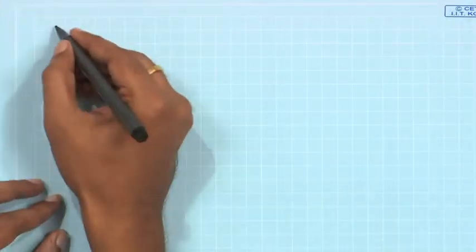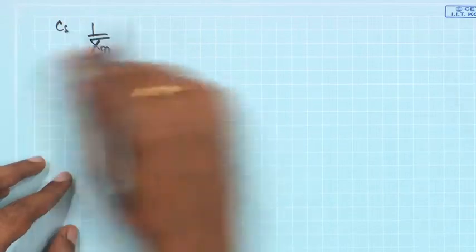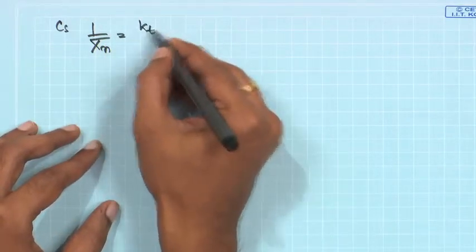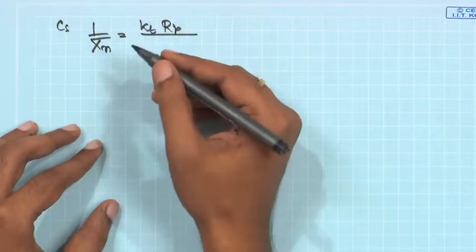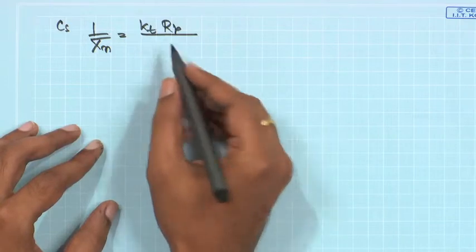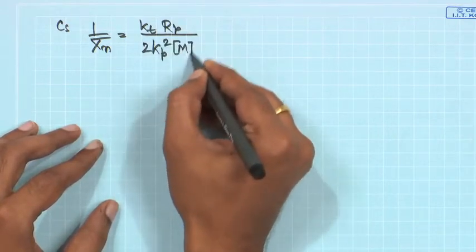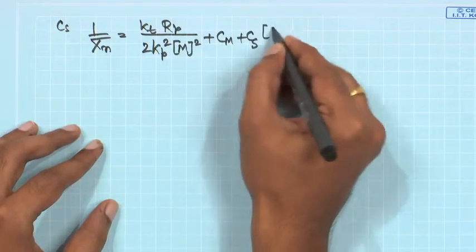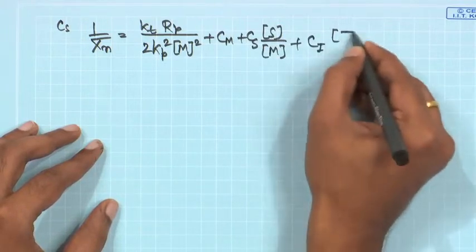So, for determination of Cs, let us write down the equation here again. It will be Kt Rp divided by 2 Kp square into m square, plus Cm, plus Cs into S by m, plus Ci into I by m. Again I am putting the expression of Rp here.